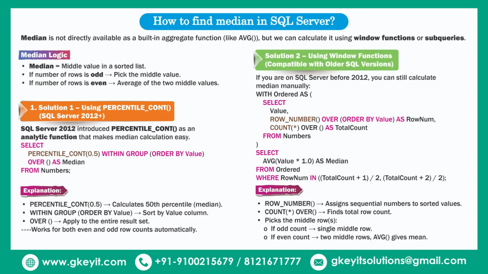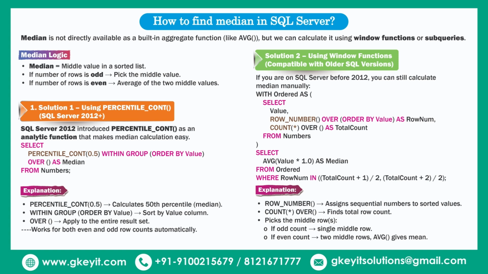Coming to the first solution, using the PERCENTILE_CONT function, it is from SQL Server 2012 plus versions. SQL Server 2012 introduced the PERCENTILE_CONT function as an analytic function that makes median calculation easy. Coming to the query: select PERCENTILE_CONT(0.5) within group (order by value) over () as median from numbers. Numbers is the table here.